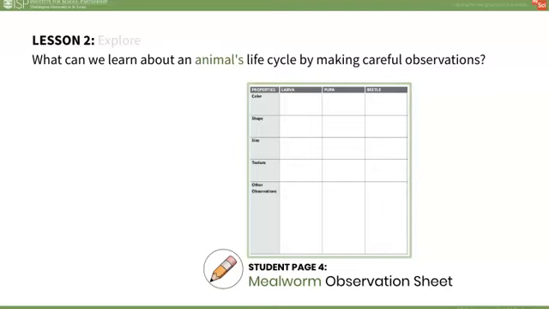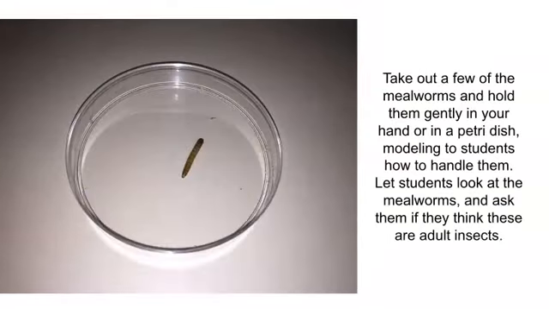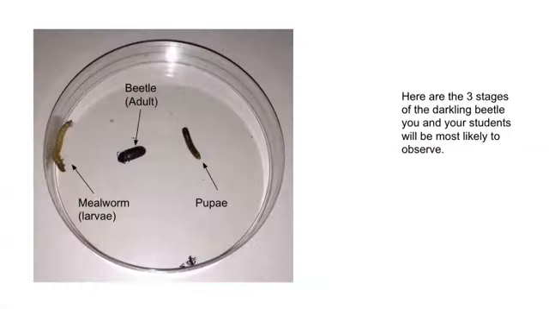Pass out the mealworm observation sheet on student page 4, and give a group of students a mealworm or beetle in a petri dish. See the tutorial for examples. Allow the students to use hand lenses to view the structures of the mealworm. Have students write their observations on student page 4. Keep the mealworms in a place that is not cold if you want them to grow to their adult stage for your students to view. If you have kept them cold, they will stay in the mealworm phase only.